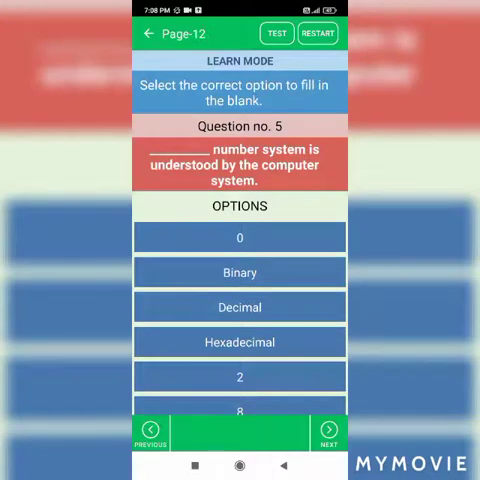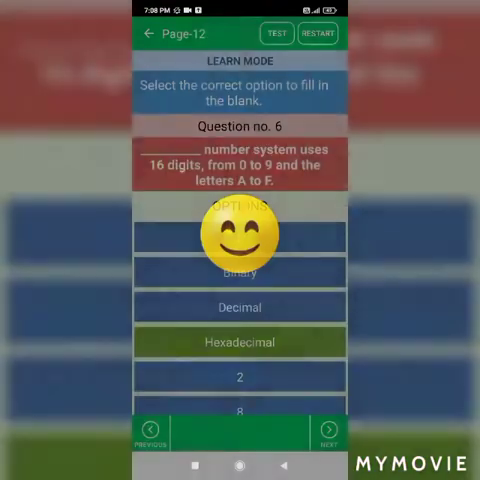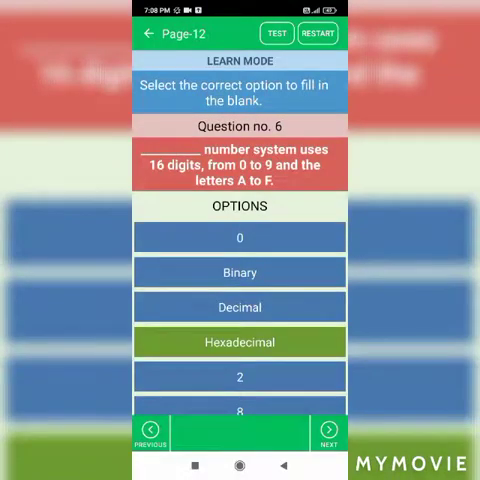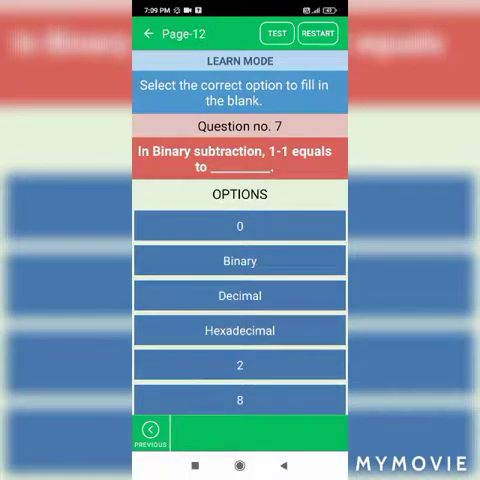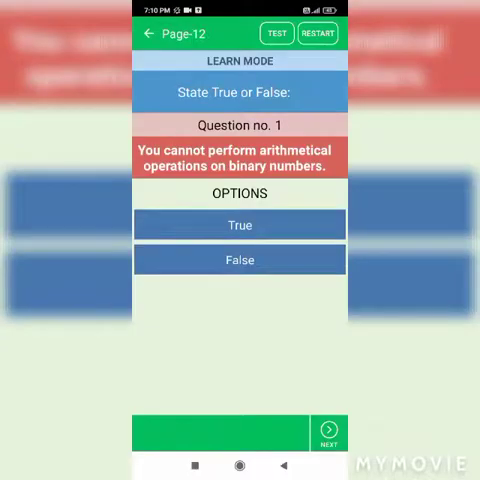Dash number system is understood by the computer system. Binary number system. Right answer. Dash number system uses 16 digits, 0 to 9 and letters A to F. Hexadecimal. Right answer. In binary subtraction, 1 minus 1 is equal to 0. Right answer. So next we have true or false.